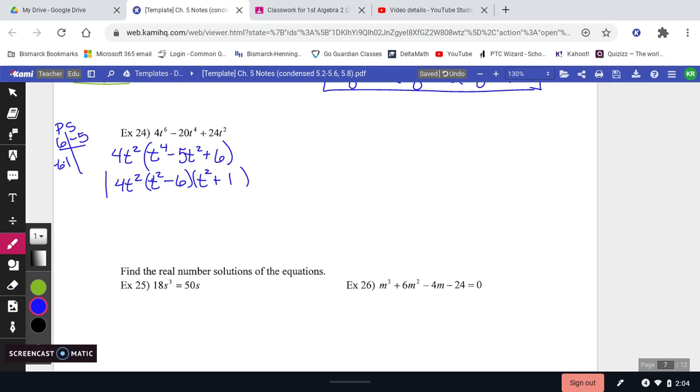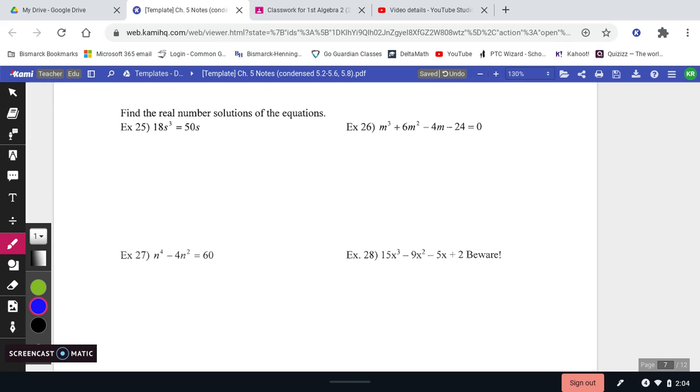This is as much as you can factor on this one. You might see this t squared minus 6 and start thinking about difference of squares, but I can't square root the 6. That's not a perfect square, so that's all that I can do on that one.